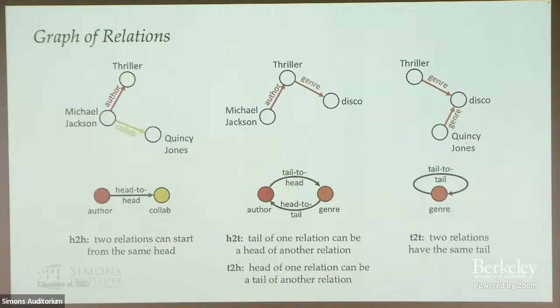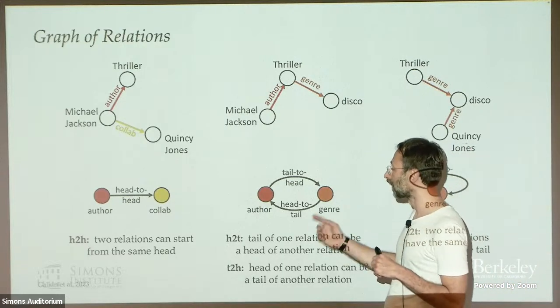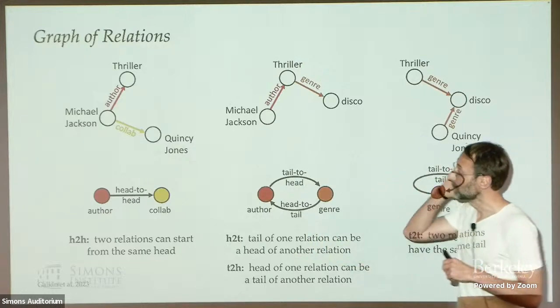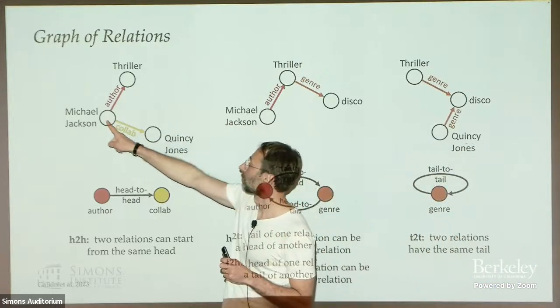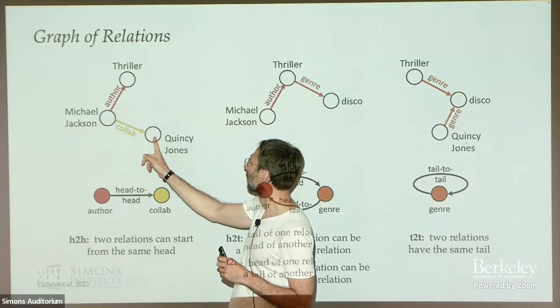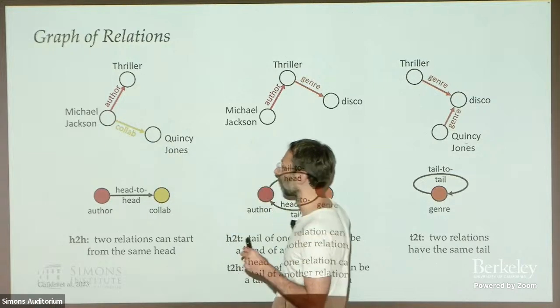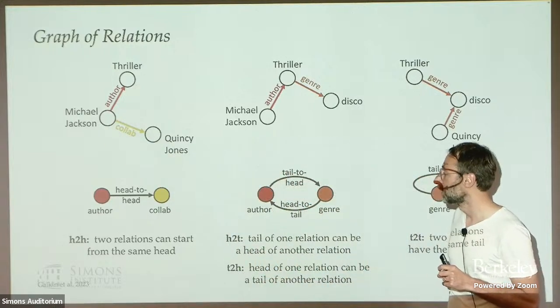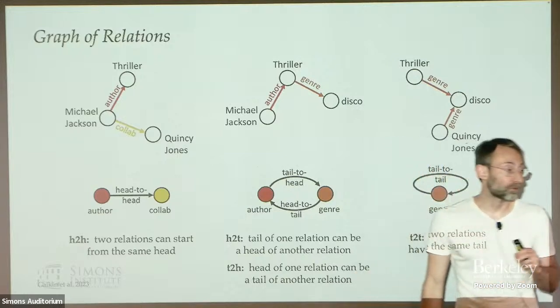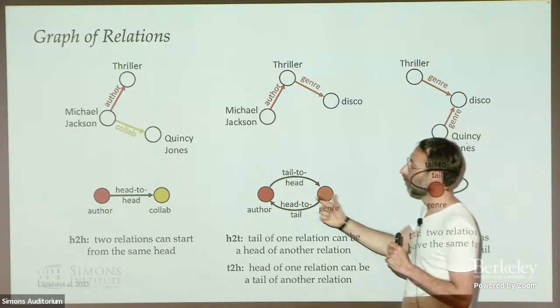The way that you can do it is by constructing a graph of relations. So it's relations of relations, and there are four types that are possible. In our example of Michael Jackson, Thriller, and Quincy Jones, we had an author and a collaboration type of relation. In this new graph of relations, the nodes will be the types of relations, and the edges will be the way that they are connected.